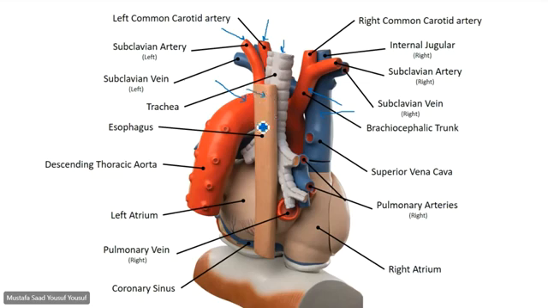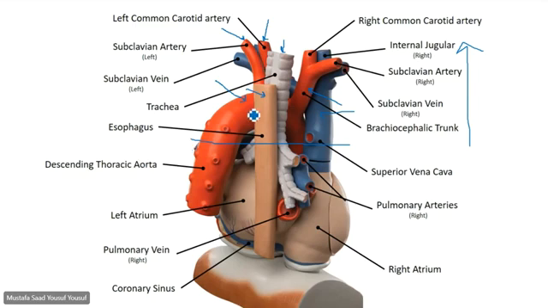Now, if I draw a line approximately in this place, what is this region called? Above the line. What do I call this region? Any guess? Mediastinum. Which one? Superior mediastinum. Yes, the superior mediastinum.